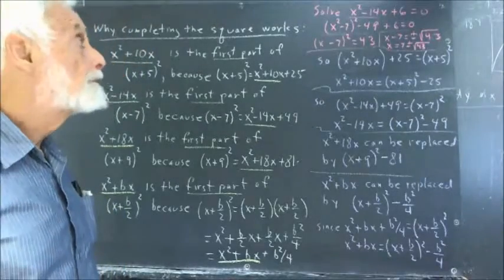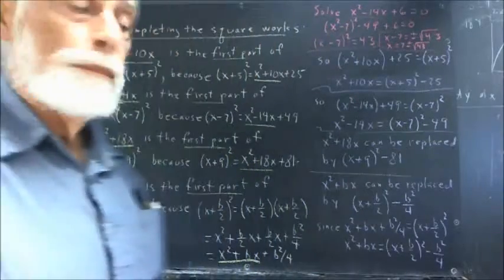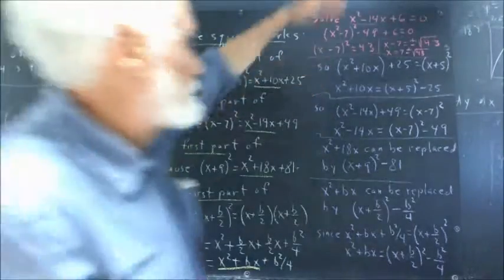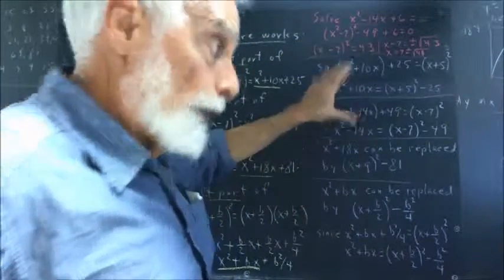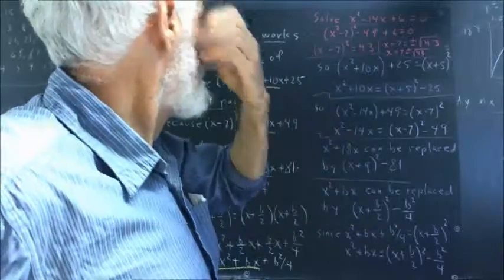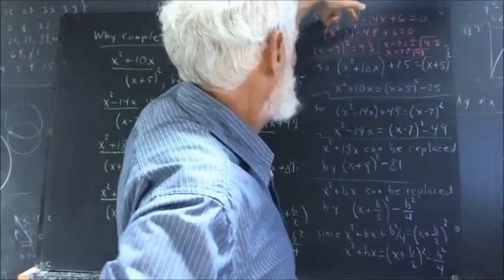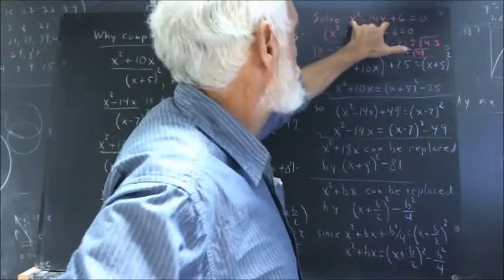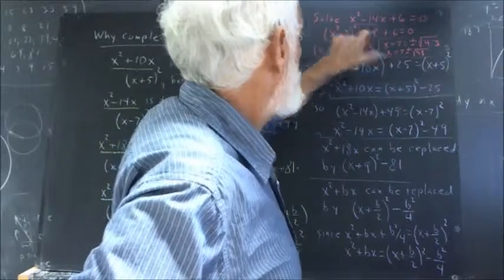What good is this? Well, say we want to solve x squared minus 14x plus 6 equals 0. Now we can, of course, use the quadratic formula. So we probably wouldn't do this a whole lot except as an exercise. There are other cases where you really do want to do it, but we don't want to talk about that just yet. But just to see how that would work here, we replace x squared minus 14x with (x minus 7) squared minus 49.